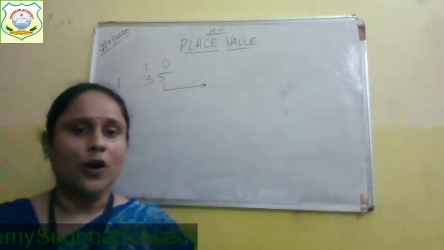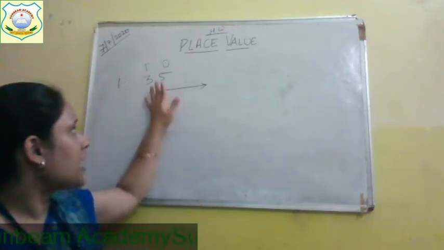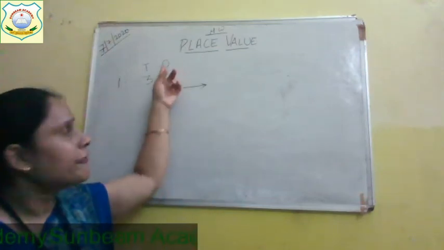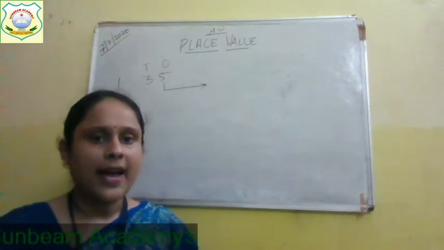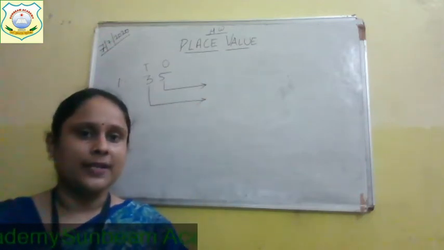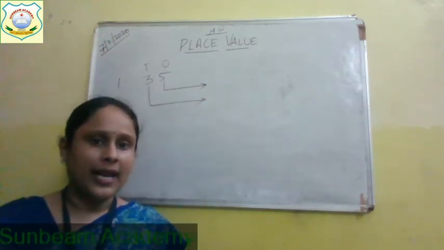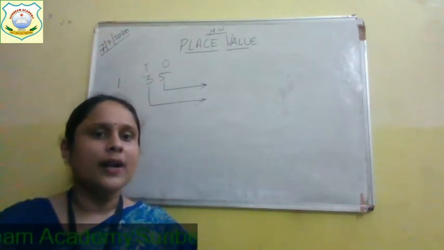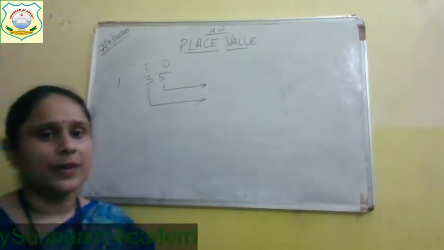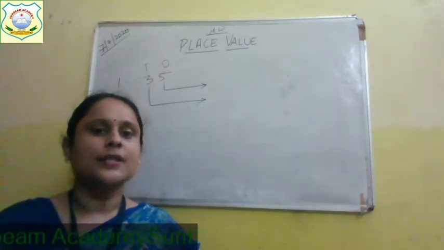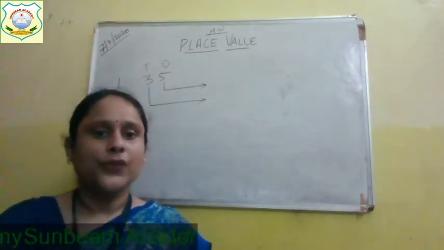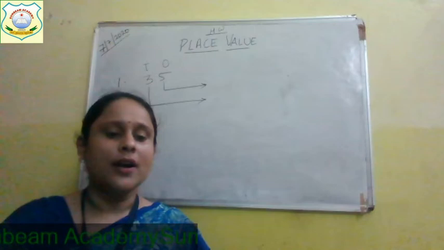Now, what will be the place value of 5? As 5 is in ones place, the place value of 5 is 5 ones or 5. 3 is in tens place, so what is the place value of 3? 3 tens or 30. So 5 is in ones place, 5 ones or 5. 3 is in tens place, so you write 3 tens or 30.